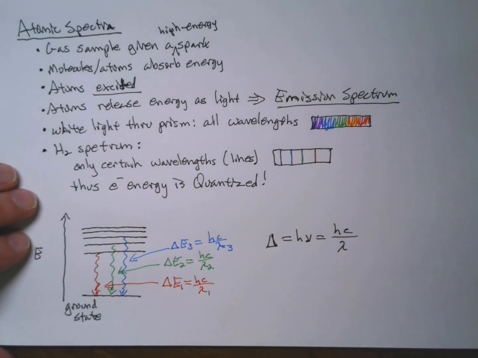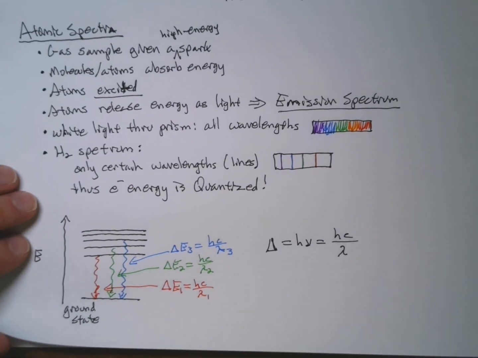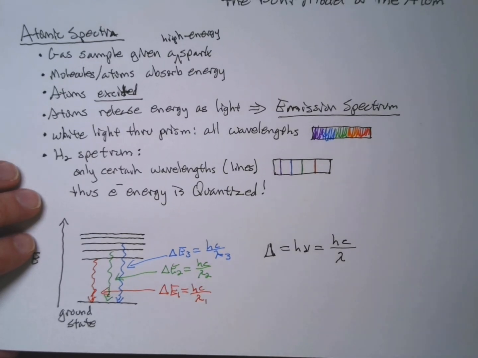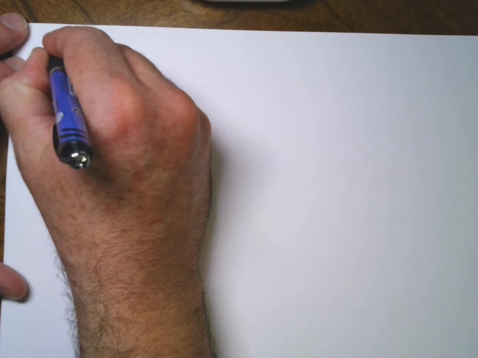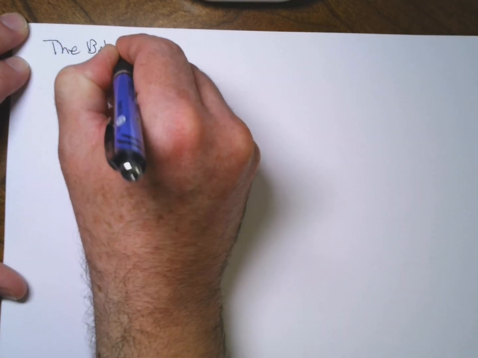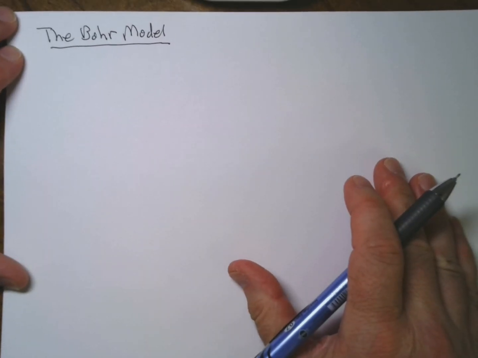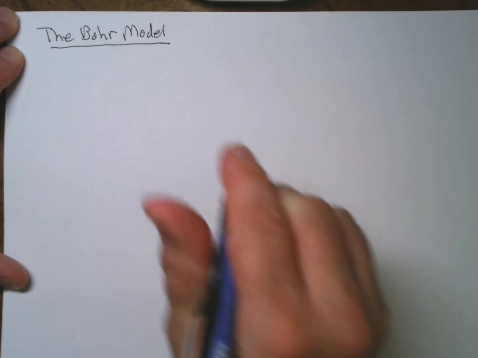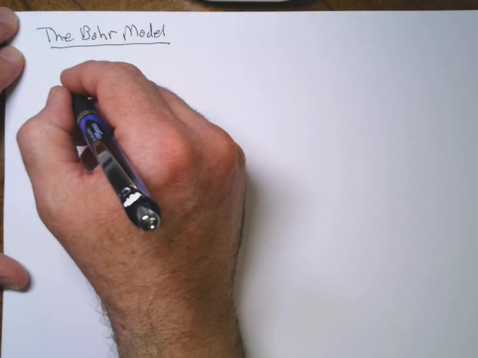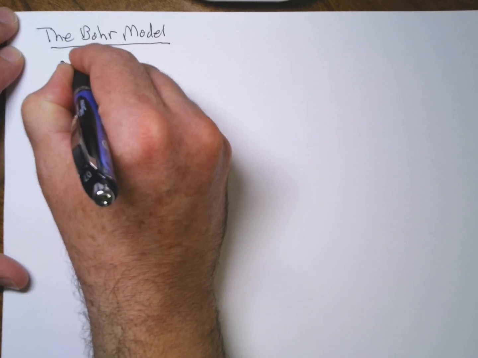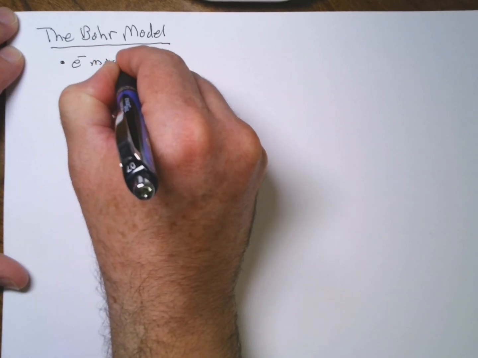All right. So this is very interesting, and we need to account for this. So how are we going to account for this? Well, that's where Niels Bohr comes into the picture, and we get the Bohr model of the atom. All right. Now, in the Bohr model of the atom, he proposed that electrons move around the nucleus only in certain allowed circular orbits.